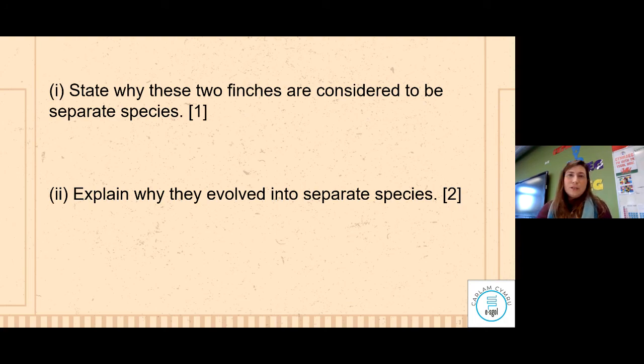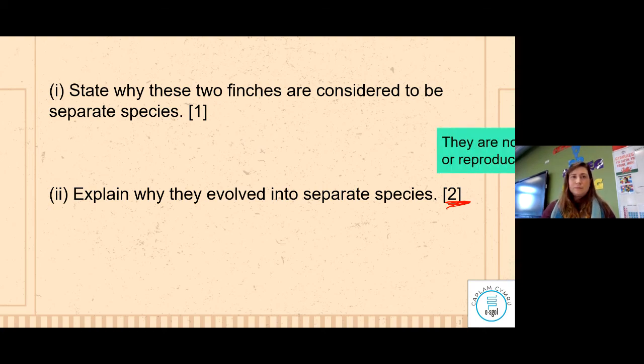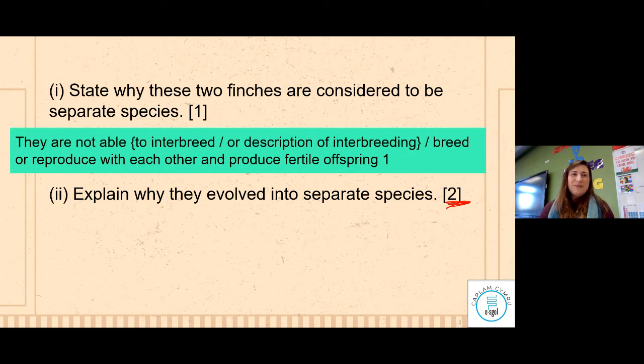So why were the two finches considered to be two separate species? And explain why they evolved into separate species. I should have warned you, sorry. They are not able to interbreed, so two different species, they're not able to produce fertile offspring. This is really important that you remember to say fertile. Sometimes they can interbreed, but it's not fertile, and that's what separates the species.